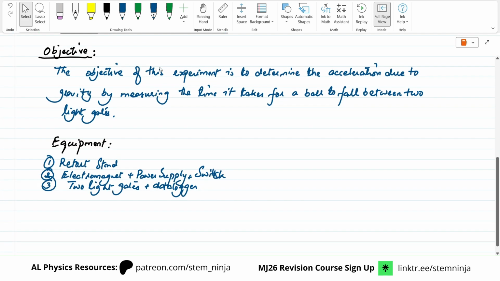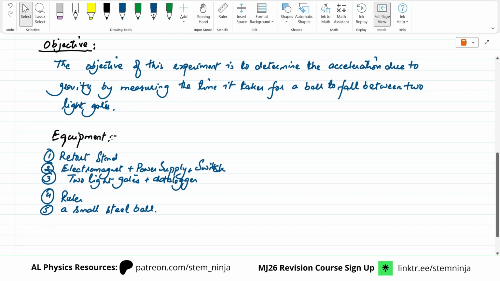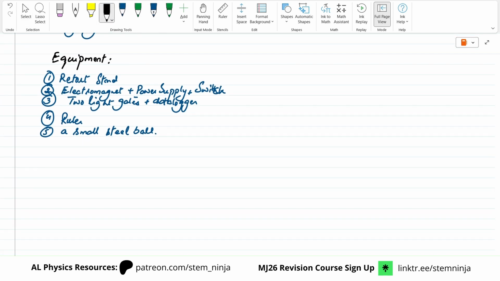What else do we need? Oh yes, we need a ruler. Yes, we do need a ball, a small steel ball. Right. Okay.